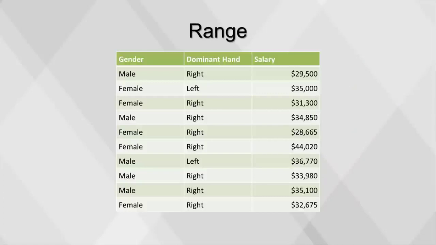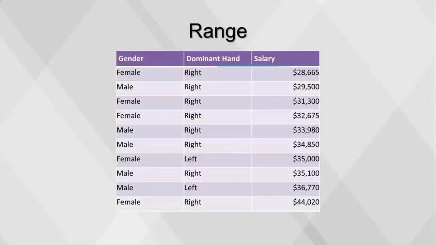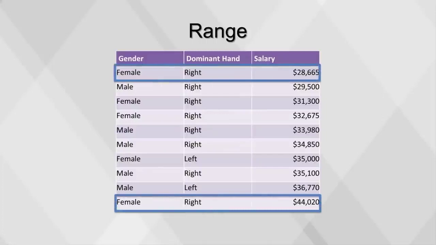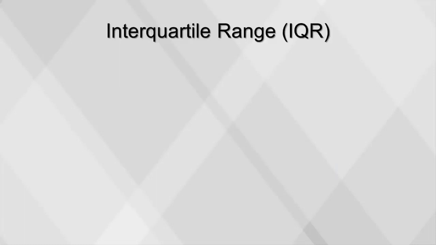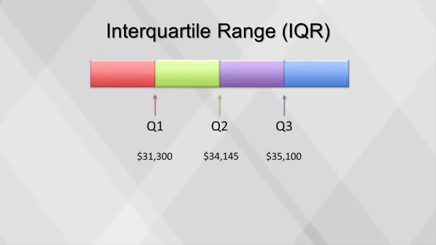The range is the largest number minus the smallest number. To find the range, we first sort from smallest to largest. Then we subtract the smallest value from the largest value. To find the interquartile range, first separate the data into quartiles and then subtract Q1 from Q3.